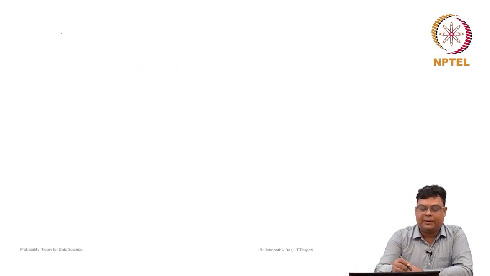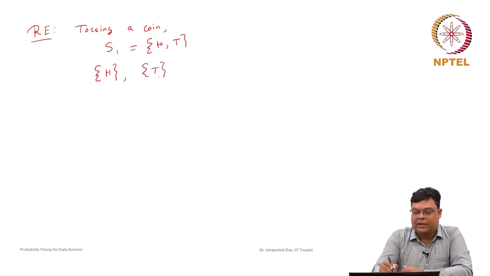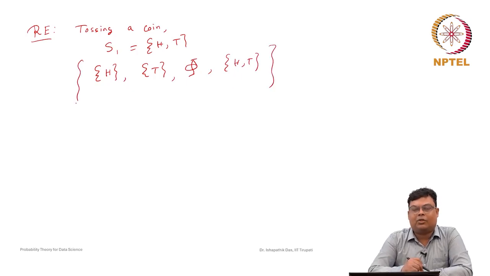For example, consider the first random experiment, tossing a coin. In this experiment, the sample space S1 contains head and tail. What are the subsets we can consider? One subset is head, another subset is tail, the null set is also a subset of S, and S itself is also considered a subset of S. So we collect all subsets of S.